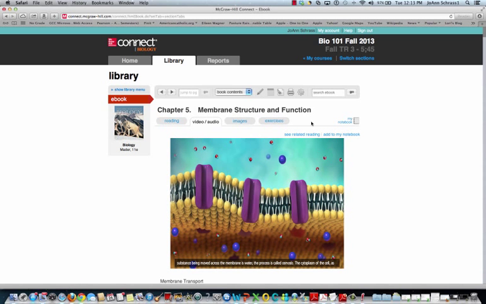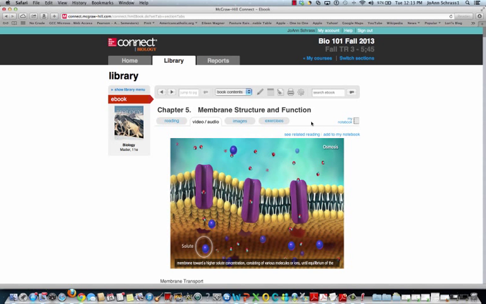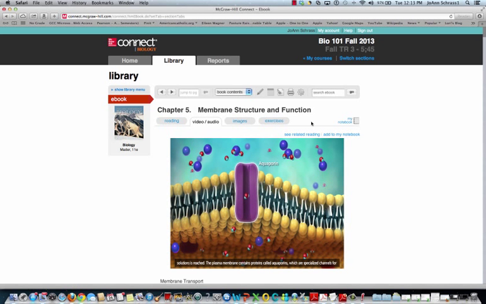When the substance being moved across the membrane is water, the process is called osmosis. The cytoplasm of the cell, as well as the interstitial fluid, is composed of solutions. The solvent, usually water, moves across a semi-permeable membrane toward a higher solute concentration, consisting of various molecules or ions, until equilibrium of the solutions is reached. The plasma membrane contains proteins called aquaporins, which are specialized channels for the movement of water during osmosis.